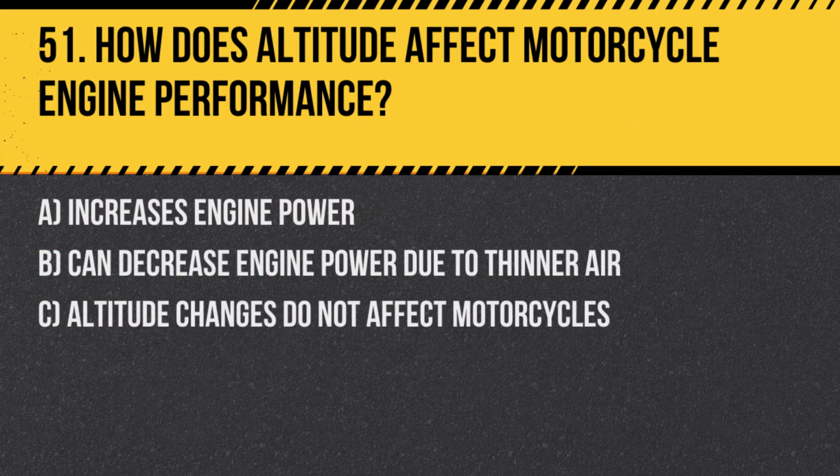Question 51. How does altitude affect motorcycle engine performance? A. Increases engine power. B. Can decrease engine power due to thinner air. C. Altitude changes do not affect motorcycles. Answer: B. Can decrease engine power due to thinner air. Riders may need to adjust riding techniques and motorcycle settings at high altitudes.